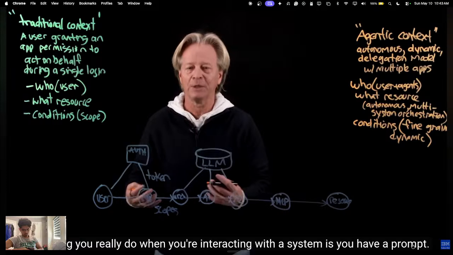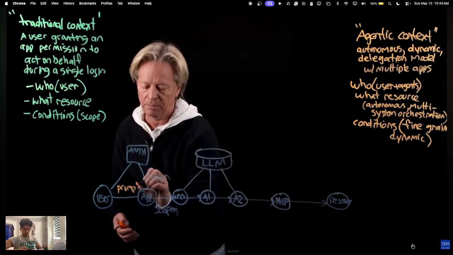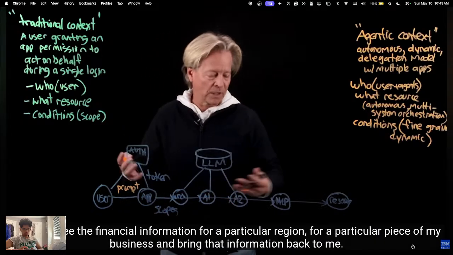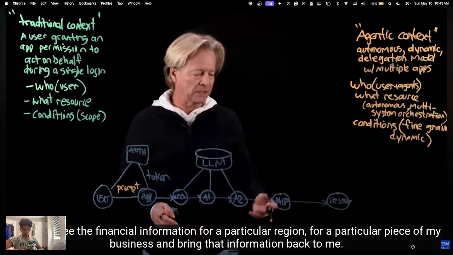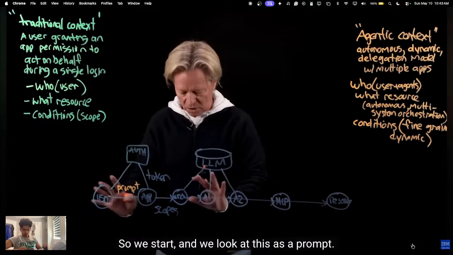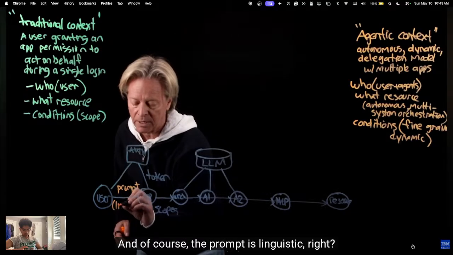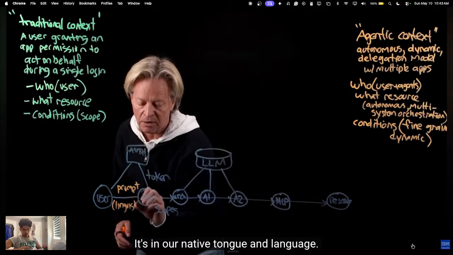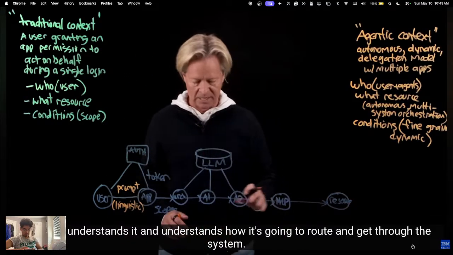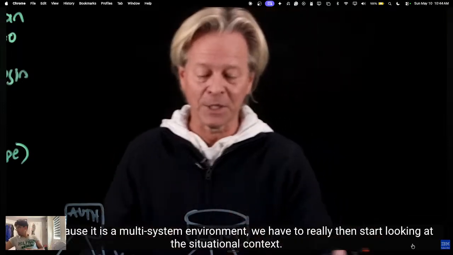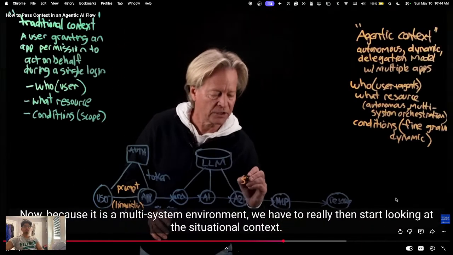The first thing you really do when you're interacting with a system is you have a prompt. You're asking a task. I want to see the financial information for a particular region, for a particular piece of my business, and bring that information back to me. So we start and we look at this as a prompt. And of course, the prompt is linguistic, right? It's in our native tongue and language. The LLM understands it and understands how it's going to route and get through the system. Now, because it is a multi-system environment, we have to really start looking at the situational.